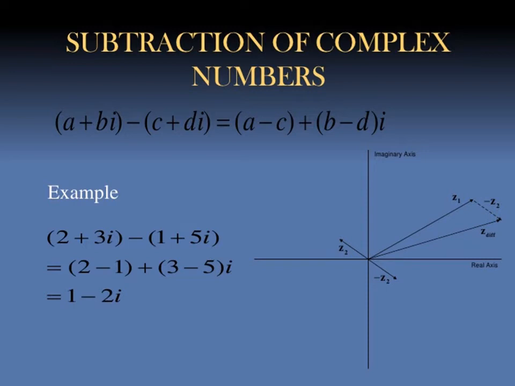Let us now take an example for this. The first complex number is 2 plus 3i. The second complex number is 1 plus 5i.